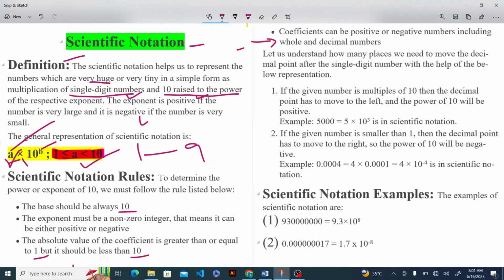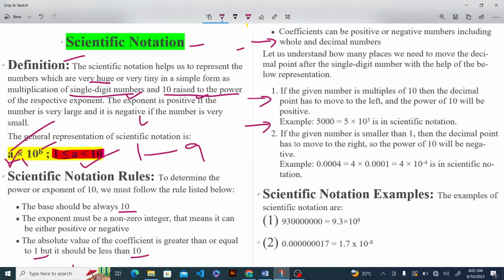Now let us see the most important part, how to write the power. How many places should the decimal point move to write the biggest number or tiniest number in scientific notation form. The rule is, if the given number is a multiple of 10, then the decimal point has to move to the left and the power of 10 will be positive. You will understand it by this example.